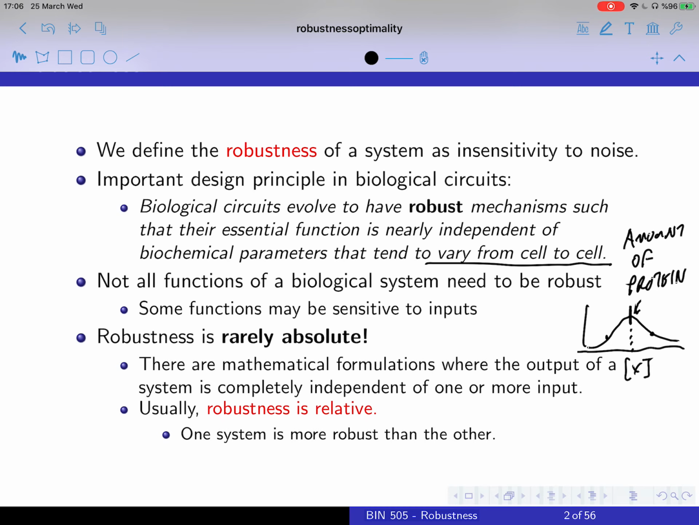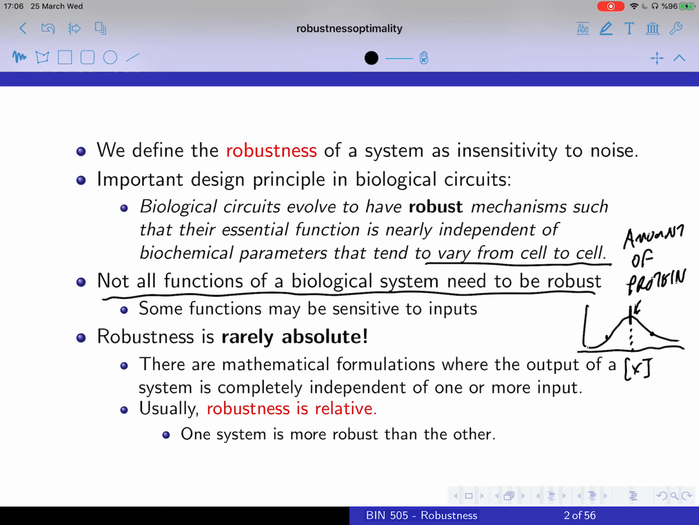Obviously, this is one example, and although robustness is a desired thing, not every system has to be robust to everything. Not all functions of a biological system have to be robust. Some functions may be sensitive to certain inputs. Obviously, if they're designed or evolved to be sensitive to a certain input, they have to be. Even then, sometimes it's something that never came up, a new environmental condition, which means some systems are not going to be robust to that.